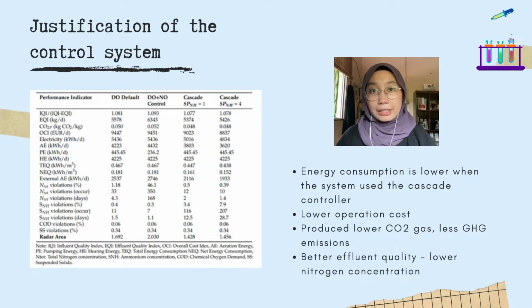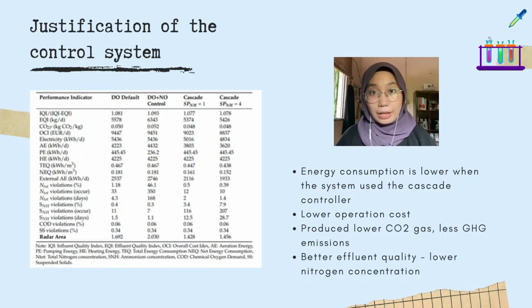We can see that the energy consumed for the aeration process as well as the total energy consumption of the plant decreased for the cascade controller. Hence, the operational cost for the plant is also decreased. Since we use less energy, the carbon dioxide emission during the anaerobic digestion process is also decreased, thus resulting in lower greenhouse gas emission and less environmental impact.